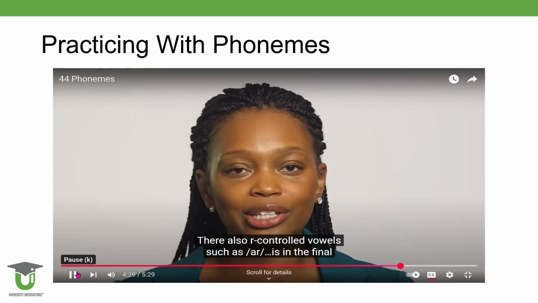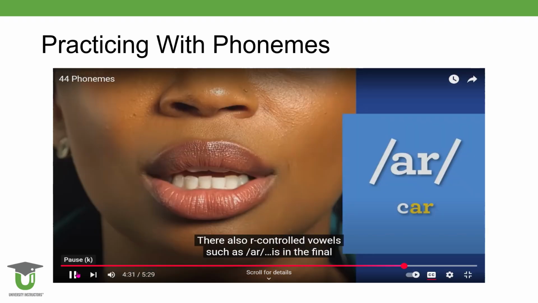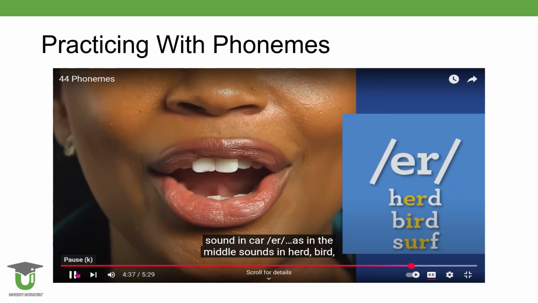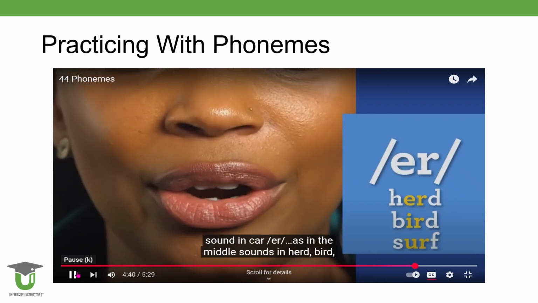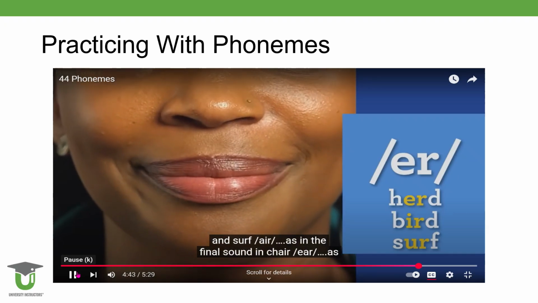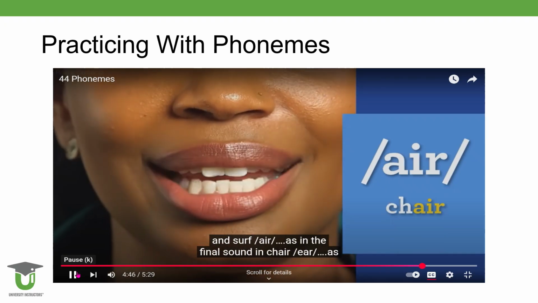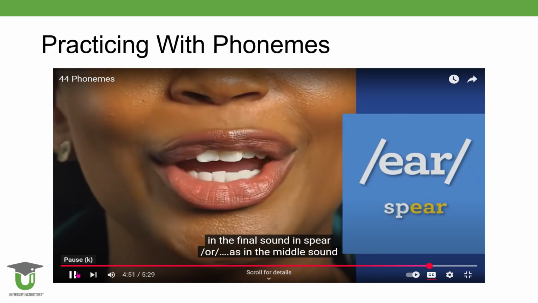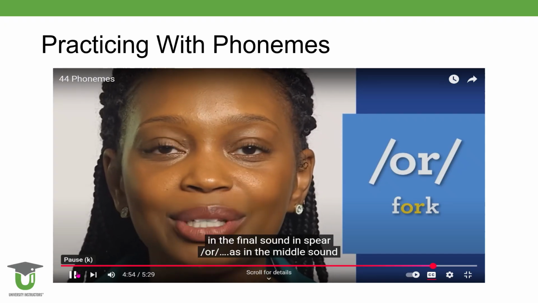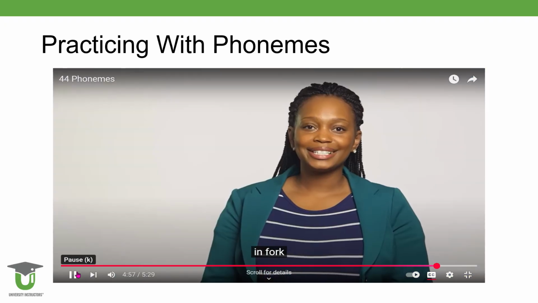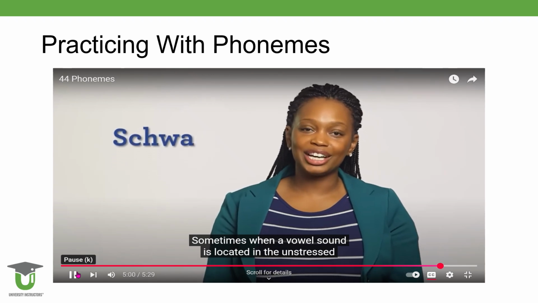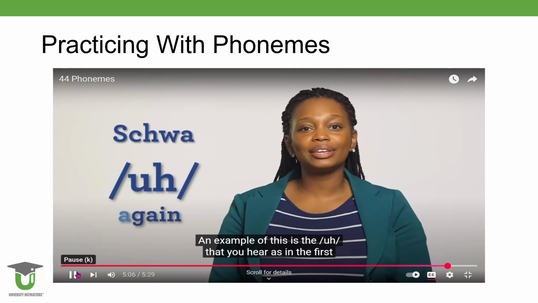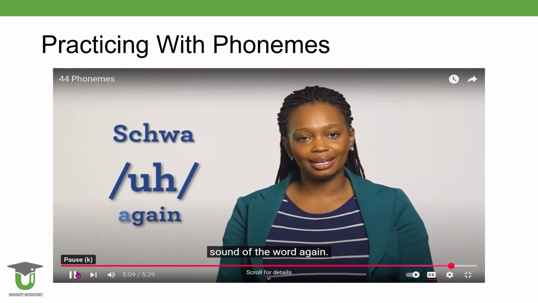There are also R-controlled vowels, such as ar, as in the final sound in car. Er, as in the middle sounds in herd, bird, and surf. Air, as in the final sound in chair. Ear, as in the final sound in spear. Or, as in the middle sound in fork. Sometimes, when a vowel sound is located in the unstressed syllable of a word, it becomes a schwa. An example of this is the uh that you hear as the first sound of the word again.